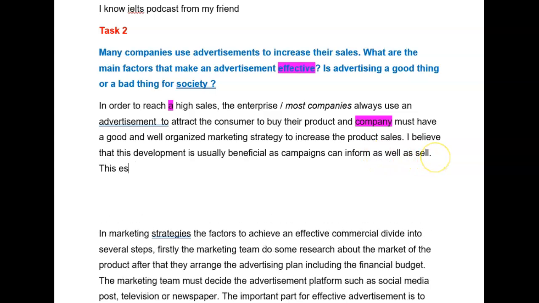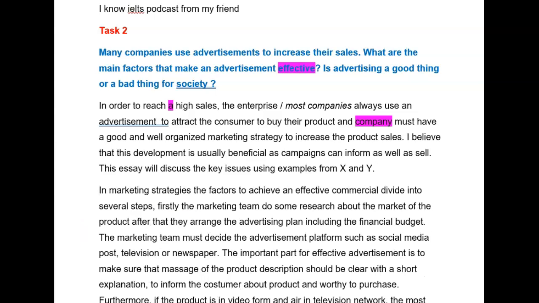Okay. Then this essay will discuss the key issues using examples from, and you're going to need to put some examples in here. Examples from X and Y. Okay, so in your introduction, you must have an opening statement which shows you understand this. So that's what we've tried to do. Then you need to have your opinion because this is basically an opinion essay. And then introduce the essay. Okay, that's your intro.